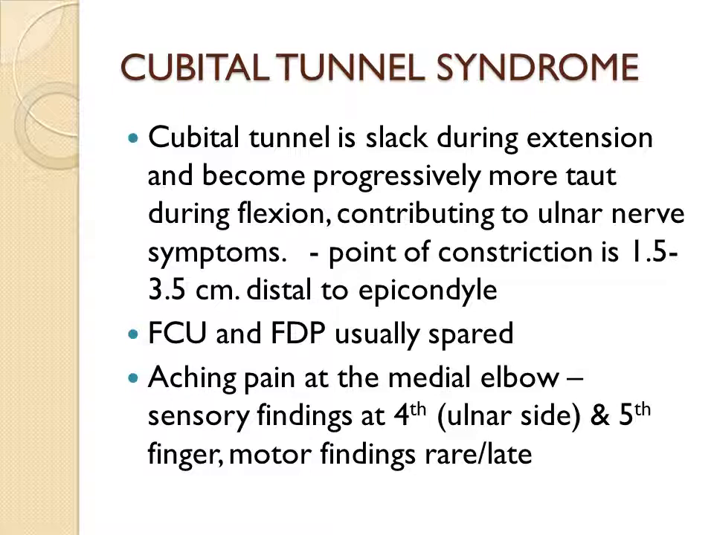Now, the cubital tunnel is slack, meaning that all tissues that pass over, around, and under the cubital tunnel, such as the ulnar collateral ligament and the tendon of the flexor carpi ulnaris, all those tissues are slack during forearm extension, and they become progressively more taut during forearm or elbow flexion. And as they become more taut, they compress on the ulnar nerve.